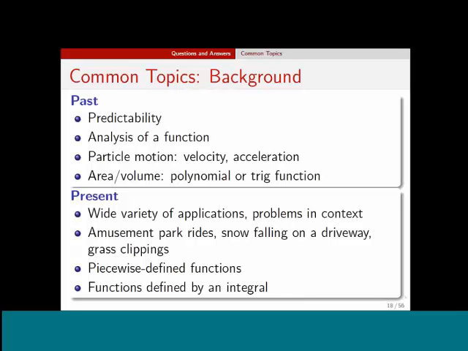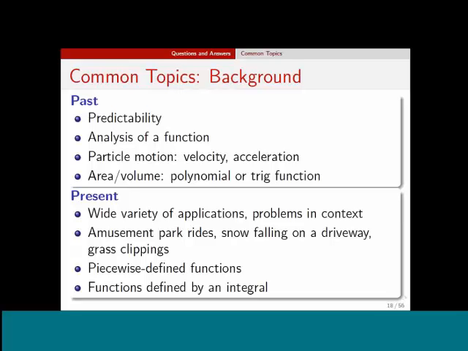Now we have a wide variety of applications. We have lots of problems in context. I can tell you that having served on the development committee, this is actually one of the most enjoyable parts, to try to write problems in context. If you haven't seen these problems before, we've had problems about amusement park rides, snow falling in our driveway, and just as an aside, that was an extremely difficult problem to grade. And last year we had a problem on grass clippings.